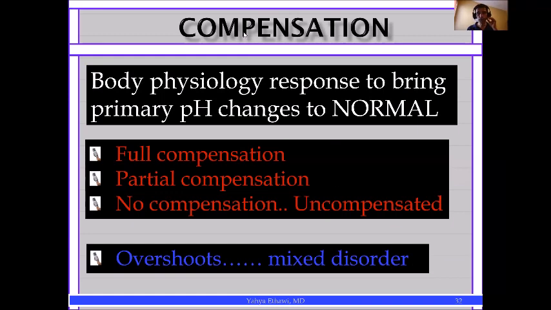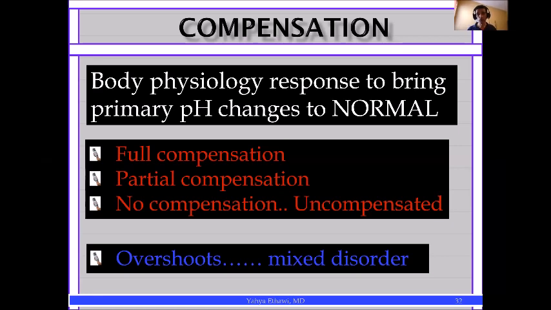Somebody asked me, what is compensation? It's the body's physiological response to bring primary pH changes to normal. And they are of 3 types. Full compensation, meaning the pH went back to normal. Now, how do we know it's partial compensation? You'll see both CO2 and bicarb in the same direction, up or down, but the pH is not back to normal, so it's partially compensated. If they are in 2 directions, the PCO2 and pH, they are not compensated.